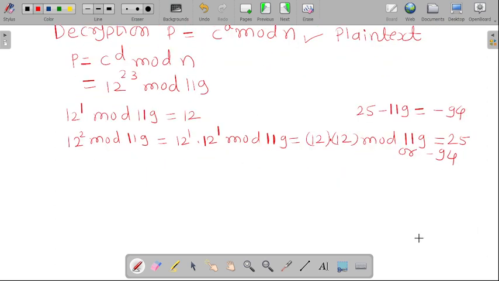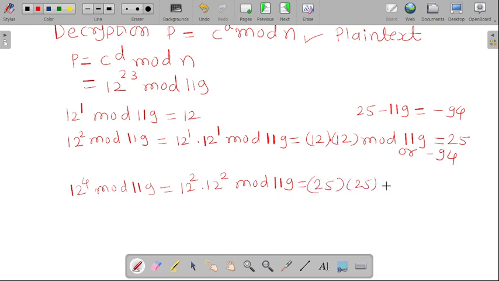Now we have to find out 12 raised to 4 mod of 119. So 12 raised to 4 mod of 119 we can also write as 12 raised to 2 into 12 raised to 2 mod of 119. So 12 raised to 2 is nothing but 25 into 25 mod of 119. So 25 into 25 mod of 119, our answer is 30, or either we can write it as minus 89.